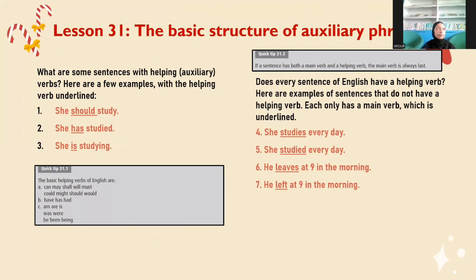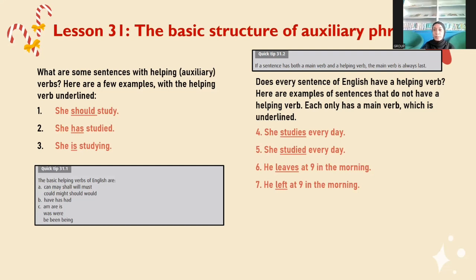Lesson 31, the basic structure of auxiliary phrases. What are some sentences with helping or auxiliary verbs? Here are a few examples with the helping verb underlined. 1. She should study. 2. She has studied. 3. She is studying. And quick tip 31.1. The basic helping verbs of English are A. Can, may, shall, will, must, could, might, should, would. And B. Have, has, had. And C. Am, are, is, was, were, been, being.